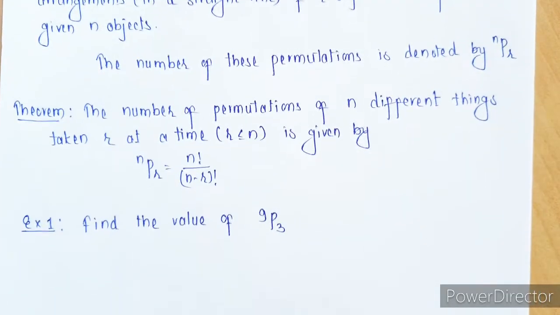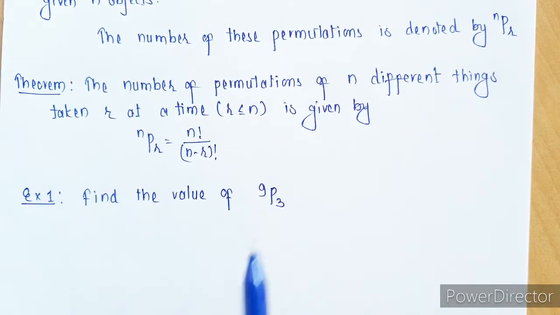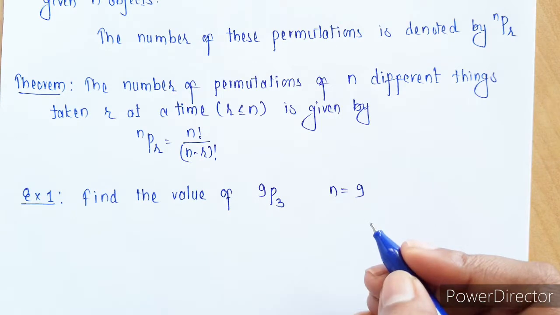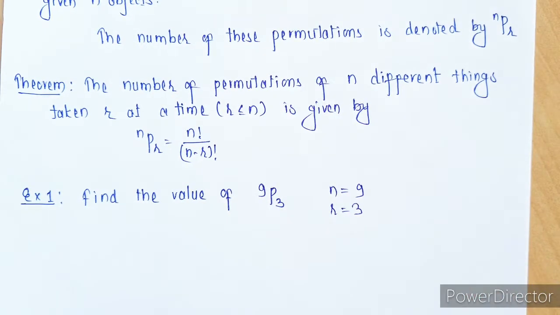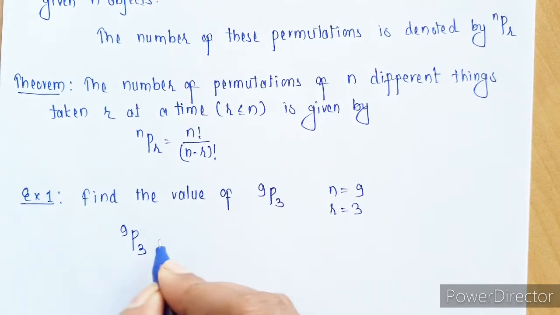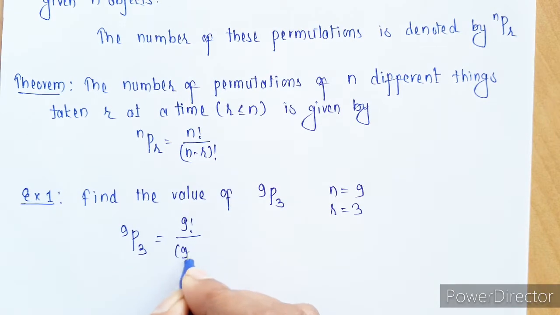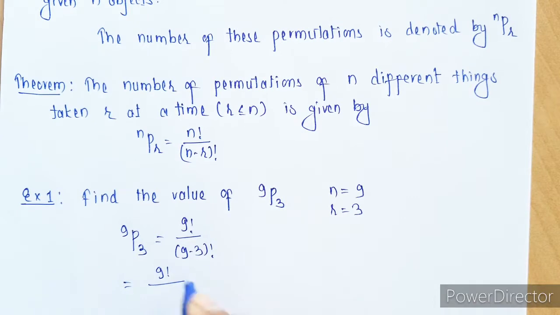Now let's solve this example. We need to find 9P3. It means there are a total of 9 objects given, and from 9 objects we have to arrange 3 objects. So from 9 objects we are going to arrange any 3 objects. So it is nothing but nPr. So 9P3 is nothing but 9 factorial upon 9 minus 3 factorial, which is 9 factorial upon 6 factorial.